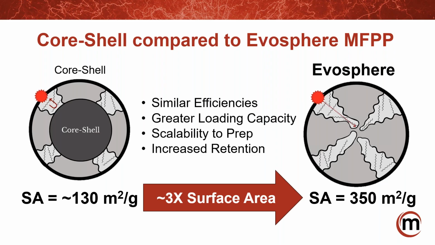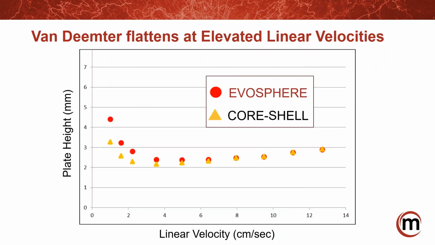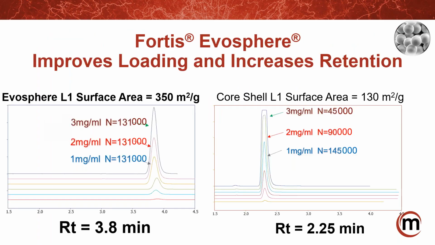And so what that means is you're going to get similar efficiency, but you're also going to get greater loading capacity because you're going to have more time for the analyte to interact, which means I can inject more on the material. The materials act the same, slightly less efficiency at low flow rates, but at higher linear velocities, similar efficiency. And so here's just another example of how it improves loading and increases retention. Again, more area means more retention, which means I get more k. And as I load onto the column, I'm not losing efficiency.